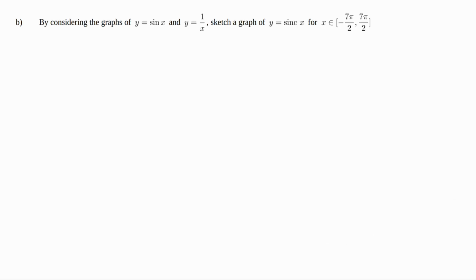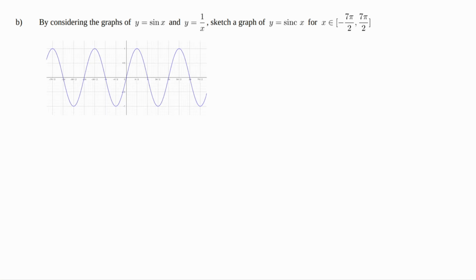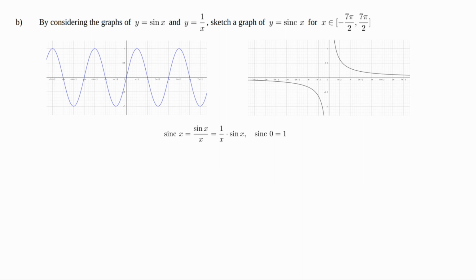Part B. By considering the graphs of y equals sine x and y equals 1 over x, sketch a graph of y equals sinc x for x in the range minus 7 pi by 2 to 7 pi by 2. And here for reference are the two graphs in the relevant range. And here also for reference are the two parts of the definition for sinc x.